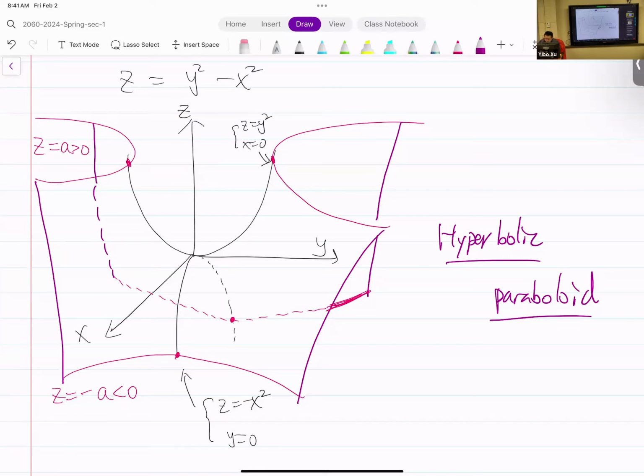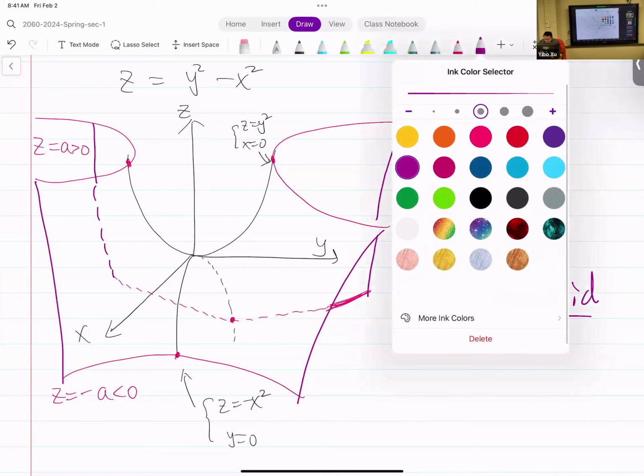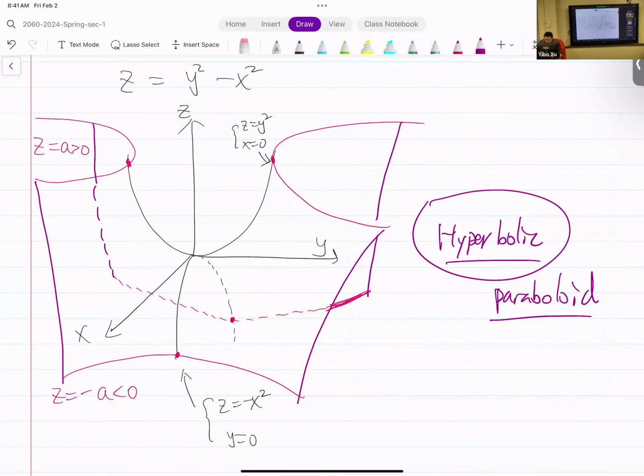Because basically, when you think about it, if you fix X, it's going to be a parabola. If you fix Y, it's going to be a parabola. So along two directions, you have parabolas. But if you fix Z, it's going to give you hyperbolas. That's why it's hyperbolic in the front.